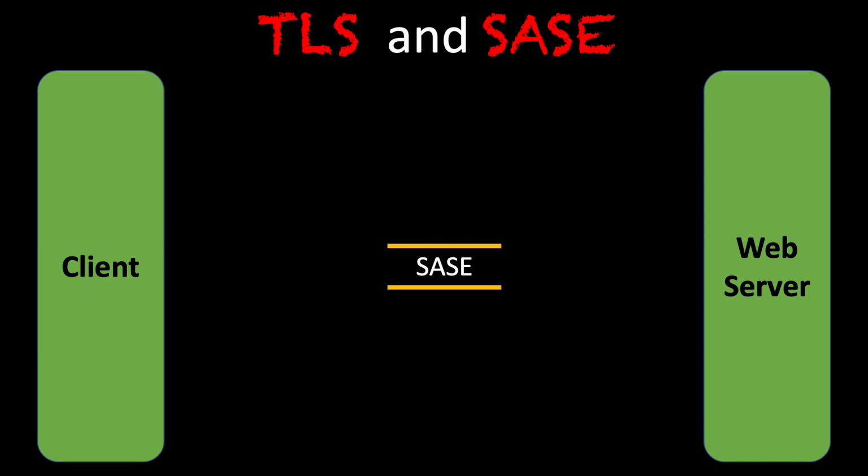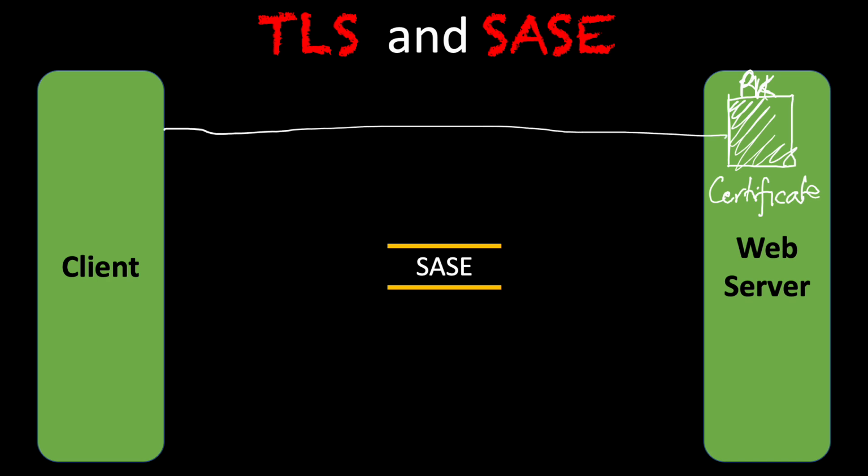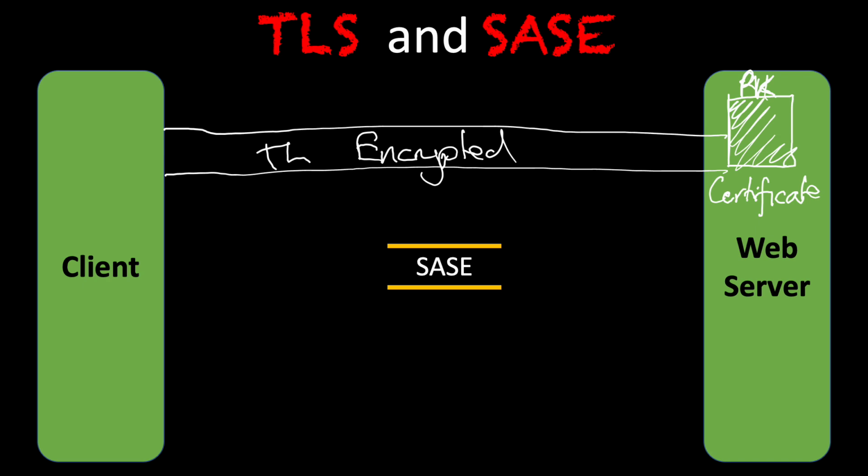In order for a TLS connection to happen, there has to be a certificate, and as part of the certificate there is a public key. This is important. The client uses that certificate to set up a TLS encrypted connection. It does that by using the certificate that confirms the identity of the web server, and uses the public key to encrypt that traffic.